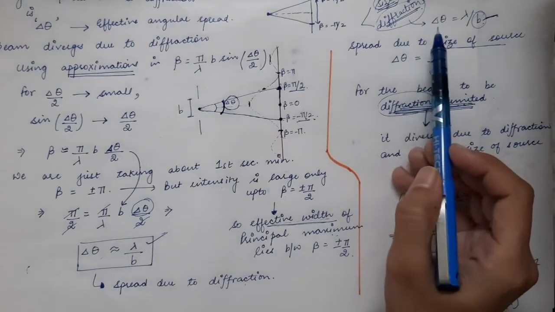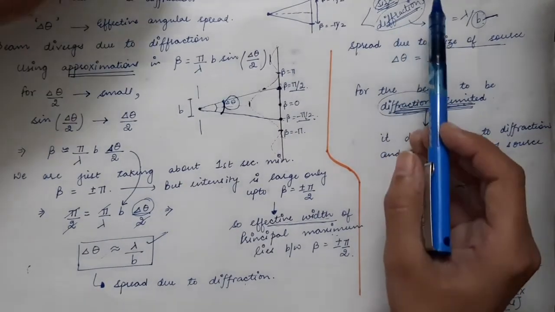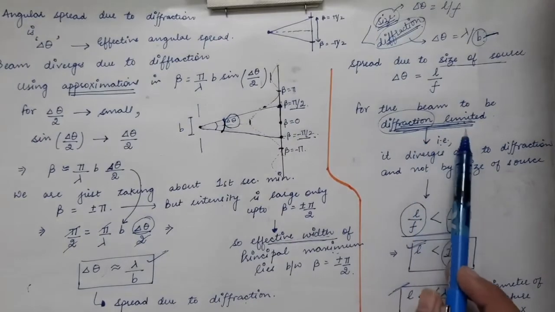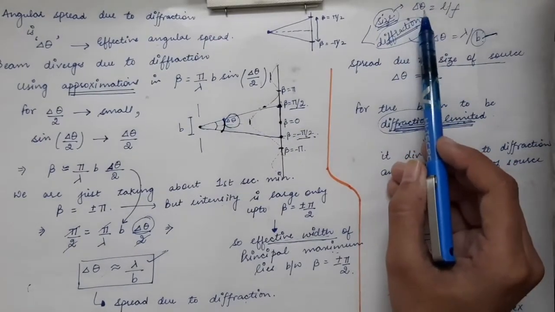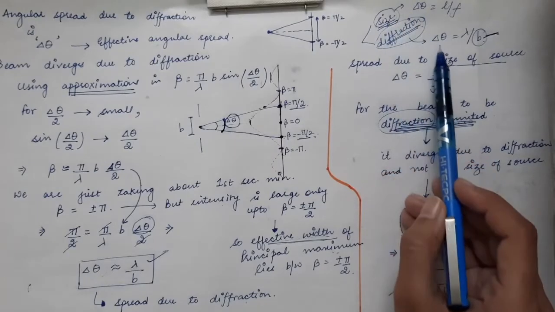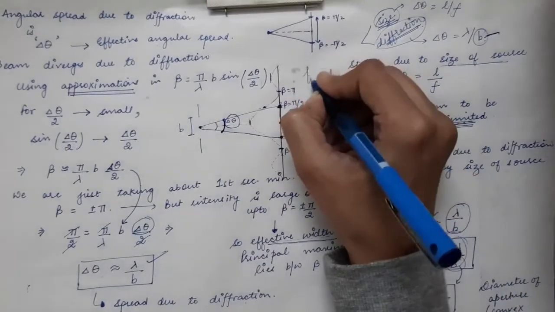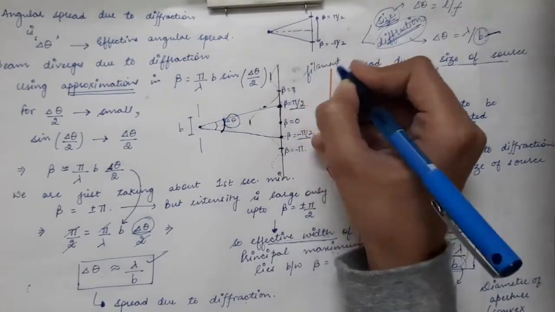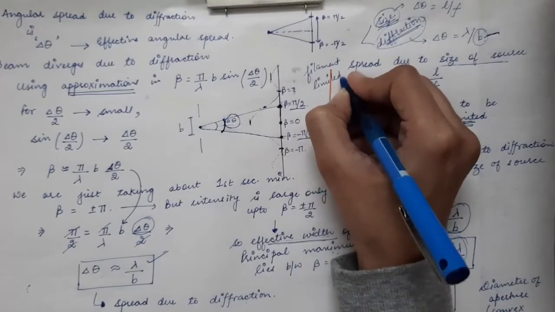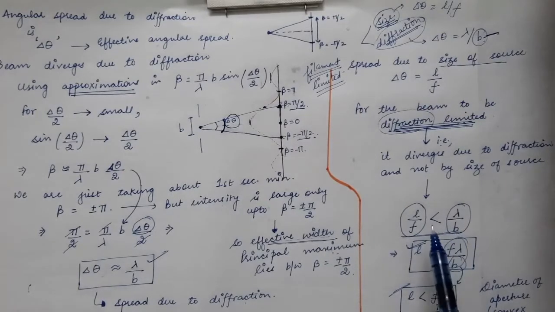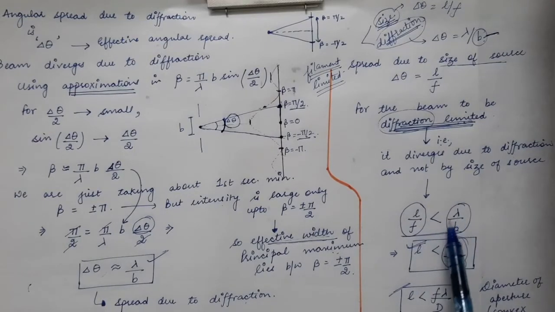So we just saw that delta theta due to diffraction must be greater than the delta theta due to the size of the filament. Only then is the beam said to be diffraction limited. Now what if the delta theta due to the size of the filament is greater than the angular spread due to diffraction? In that case, the beam is said to be filament limited. So if L by F is less than lambda by b, the beam is diffraction limited, and if L by F is greater than lambda by b, the beam is filament limited.